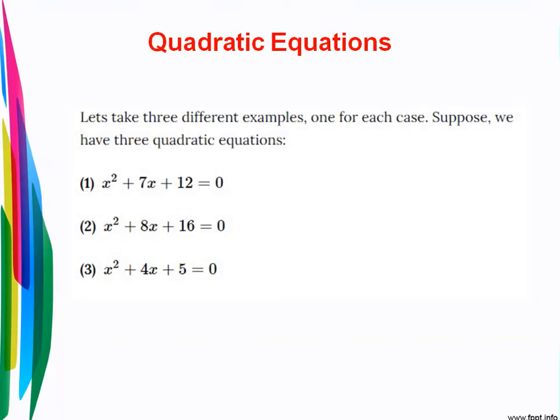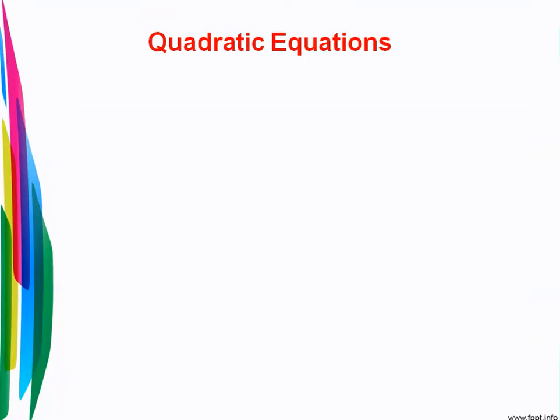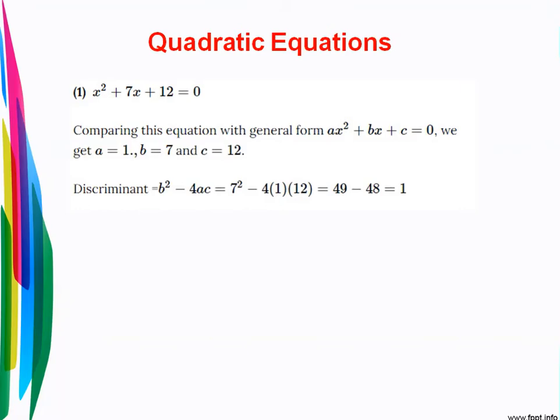Now I am going to take three different examples and find the nature of roots. Here I have a set of three quadratic equations. One by one I am going to find the nature of roots by finding the value of the discriminant. First, x square plus 7x plus 12 equal to 0. First I will compare it with the equation ax square plus bx plus c equal to 0. a is the coefficient of x square, b is the coefficient of x, and c is my constant term. So here a is 1, b is 7, and c is 12. So find b square minus 4ac.